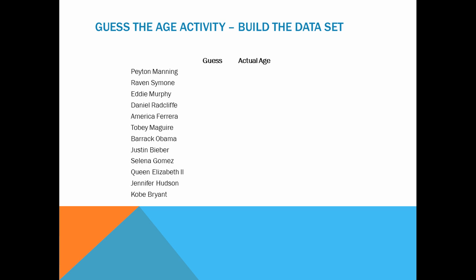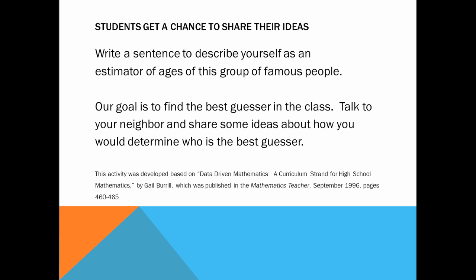So in this particular activity, we give them a chance to write a sentence to describe what kind of a guesser are you. Maybe you overestimated everybody, maybe you underestimated. Maybe you underestimated for people that were young, and you way overestimated for people that were older. That's what teenagers tend to do. When I show them older celebrities, then they tend to do that. So again, it gives them a nice opportunity to chat about their mathematical ideas. And again, this came from the Mathematics Teacher from September 1996, from a great article that Gail wrote.